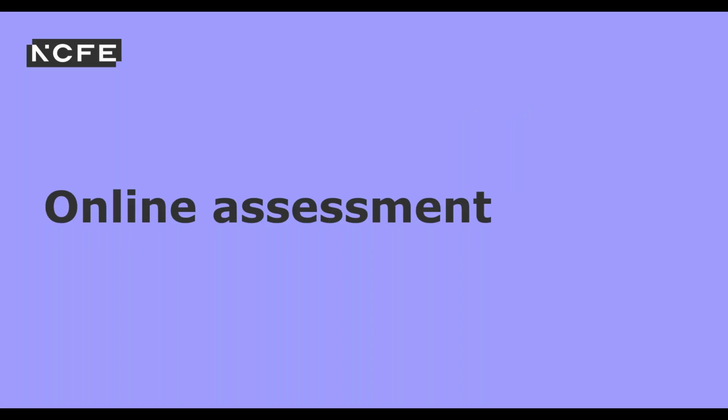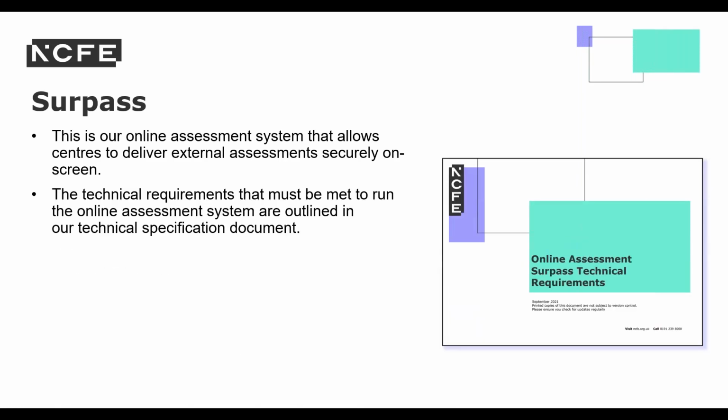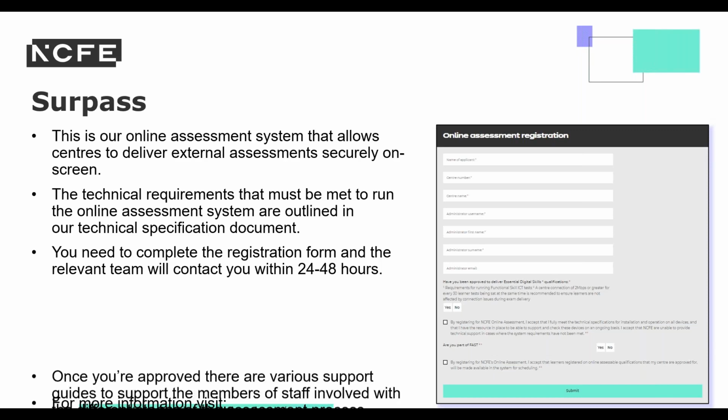So I'm going to begin with a little bit of information about online assessment and provide a little bit more detail about the systems that you will use. Surpass is our online assessment system that allows centres to deliver external assessments securely on screen. The technical requirements that must be met to run the online assessment system are outlined in our technical specification document. You will need to complete the registration form, and a member of the relevant team will contact you within 24 to 48 hours with confirmation and next steps.